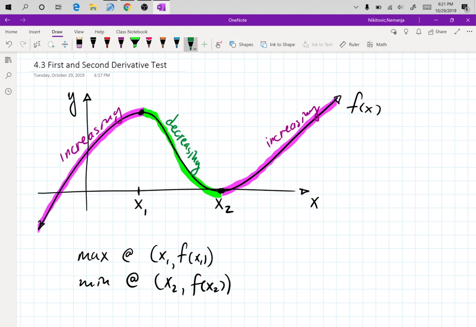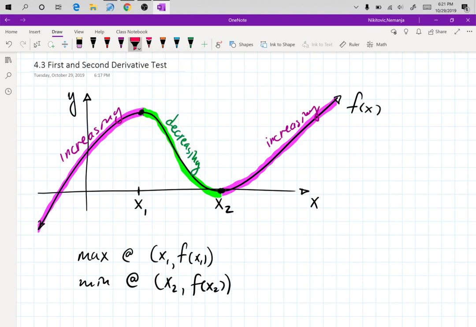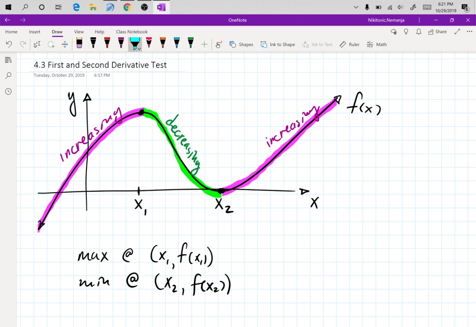Now, another concept that we are going to consider is the second derivative test. We are going to consider this part here, and that will be concave down, meaning it spills the water. It can't hold the water because it's open downwards.